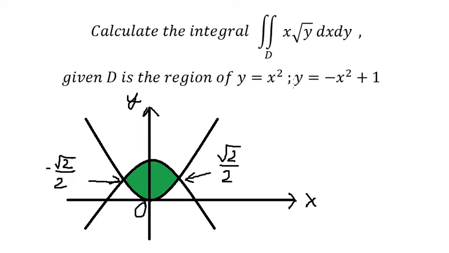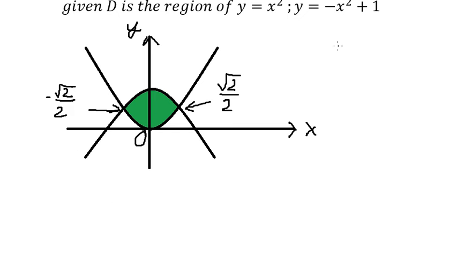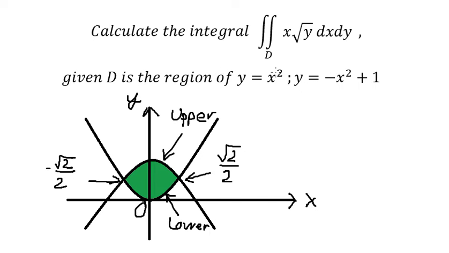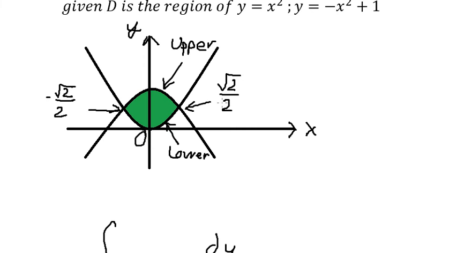So we see that y is between x squared and negative x squared plus 1. So for this one, that's upper. This is lower. The upper, that's this one. The lower, that's this one. So we have the bounds of y in here. So y is between lower and upper.